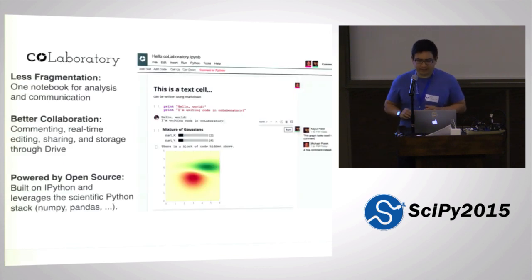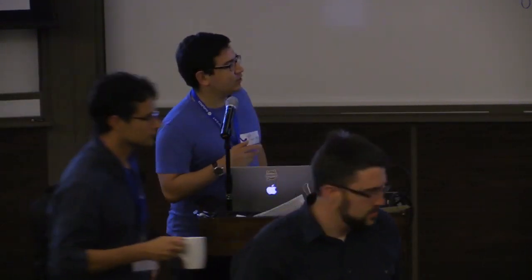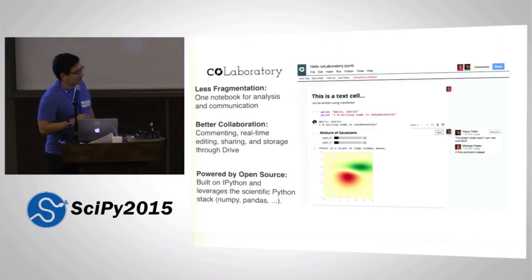And this is what it looks like. So as you can see, you can have comments. Two people can edit it at the same time, just like Google Docs. And you have these icons to show where people are in the document. So we thought this was pretty cool. It's a really nice experience. You can share a document with one click. So we're pretty happy with this.